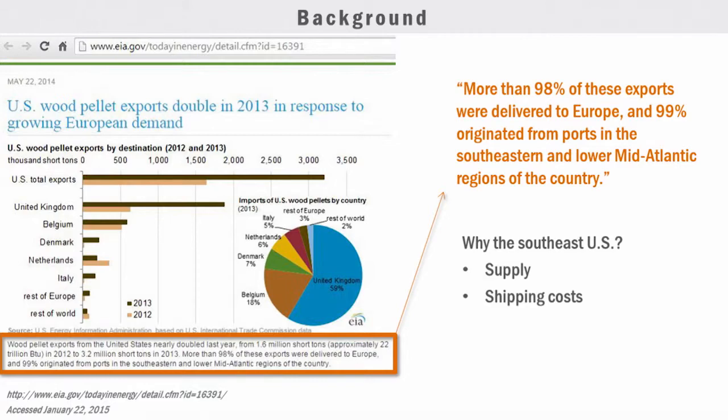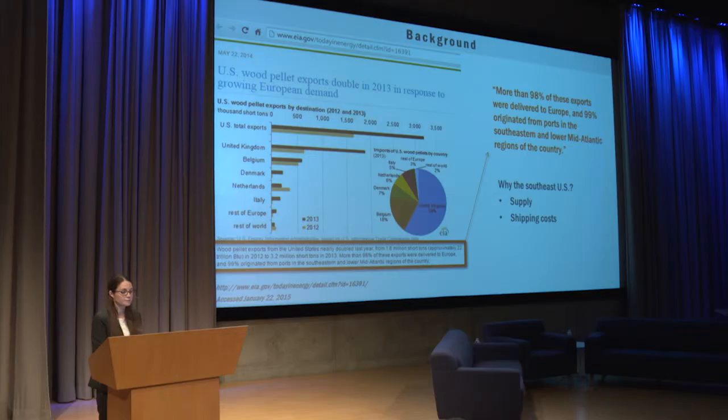So why is this starting to be such an industry in the Southeast? Well, we have a lot of supply, and shipping costs are lower simply because of our proximity to the coast and the many ports that we have to be able to get this over to Europe.